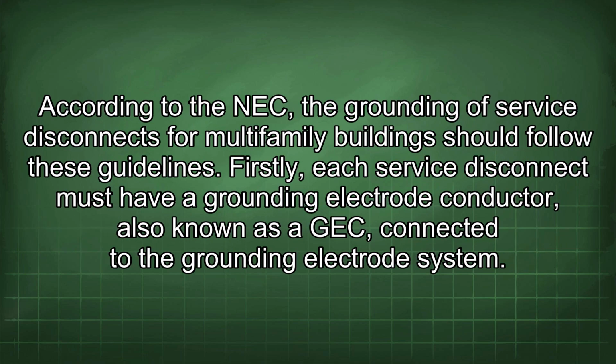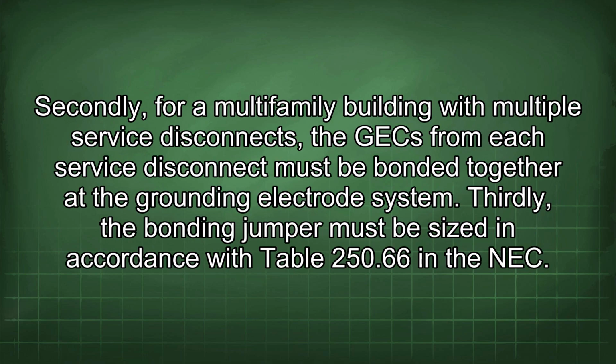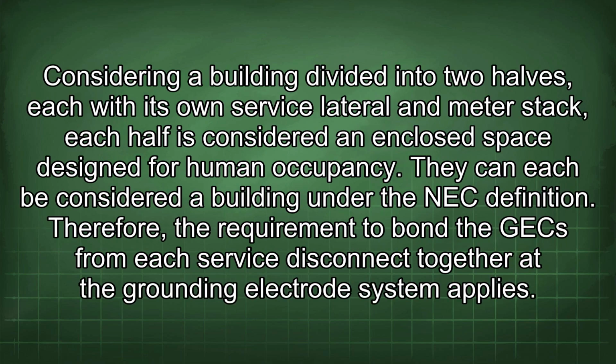According to the NEC, the grounding of service disconnects for multifamily buildings should follow these guidelines. Firstly, each service disconnect must have a grounding electrode conductor, also known as a GEC, connected to the grounding electrode system. Secondly, for a multifamily building with multiple service disconnects, the GEC from each service disconnect must be bonded together at the grounding electrode system. Thirdly, the bonding jumper must be sized in accordance with Table 250.66 in the NEC.